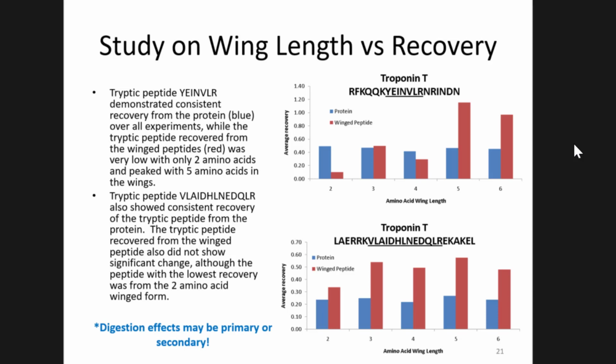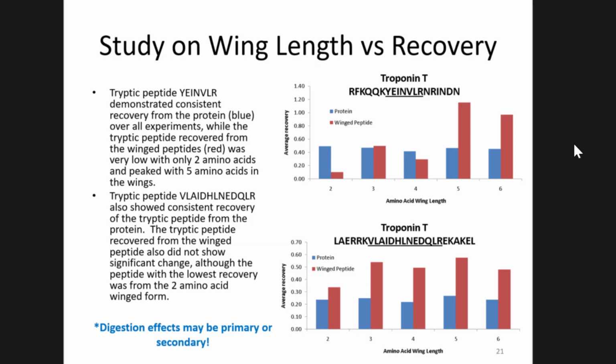So then when we looked at the effect of wing length, this is just looking at 2 peptides from troponin T. This is the average recovery, where up here is 100%. 100% is not on scale here. And these are the number of amino acids on either side of the tryptic cleavage points. So when we look at the protein and we normalize to the C13N15 peptide standard, we get the same recovery in each of these samples.